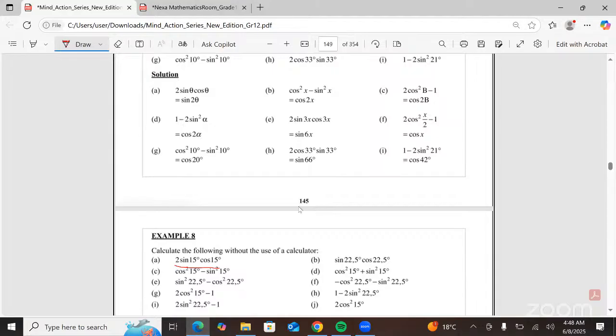But with this one, you just need to know how to play around with your identities. Can you see this identity here? Yes, sir. Exactly, that's the identity that you're going to use here. So this is going to be equal to sine 2 times 15, which gives us sine 30 degrees.